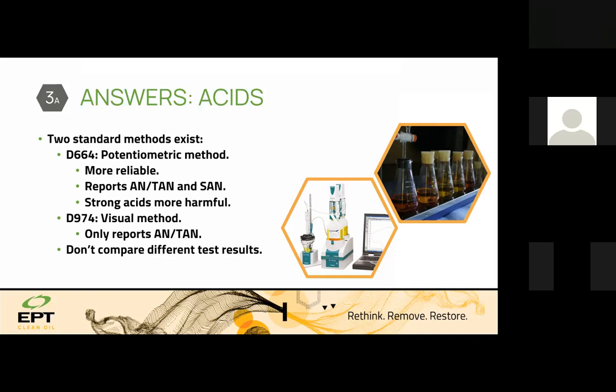D664 is a potentiometric method, which is more reliable. The machine does the measurement and reports acid number or total acid number, and it can even report strong acid number. Strong acids are more harmful, so we can know how much of the total acid number is strong acids, which are different from the weak acids. And then there is another test called D974, which is based on a visual method.